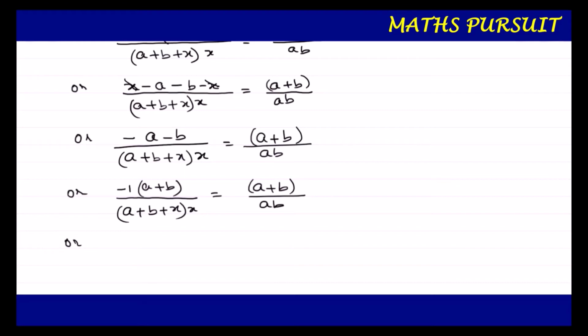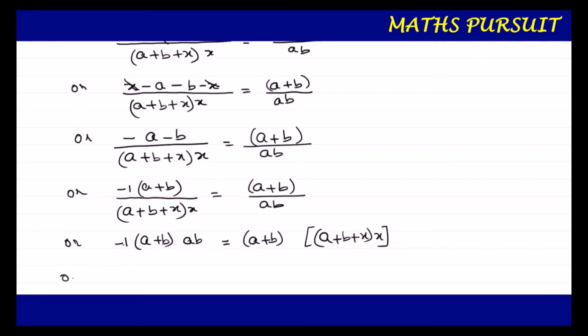It is very easy. Or I can now do a cross multiplication, and I can rewrite the equation as minus 1 into (a plus b) into ab. So moving ab from the right side to the left side, now it is equal to (a plus b) into (a plus b plus x) into x. Similarly, moving (a plus b plus x) into x from the denominator to the right.